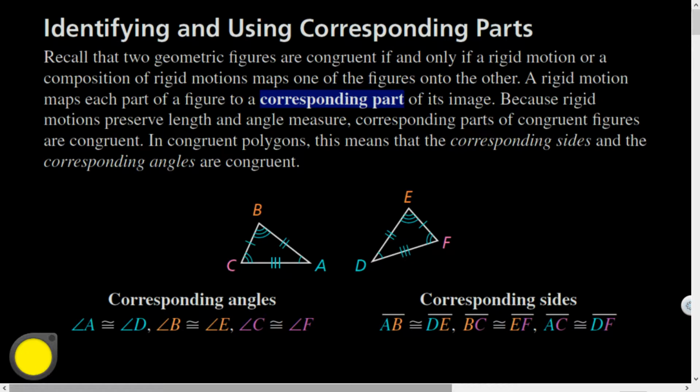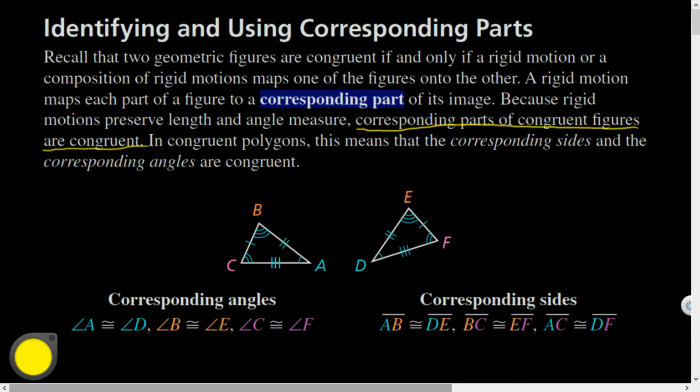So think back about geometric figures that are congruent if and only if a rigid motion or composition of rigid motions maps one of the figures onto the other. A rigid motion maps each part of the figure to a corresponding part, so like they're in the same location with respect to the figure. Because rigid motion preserves length and angle measure, corresponding parts of congruent figures are congruent.